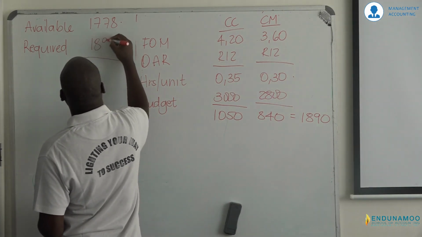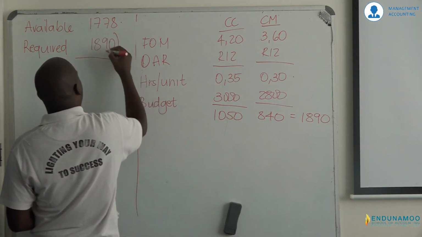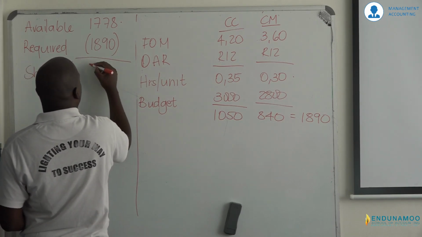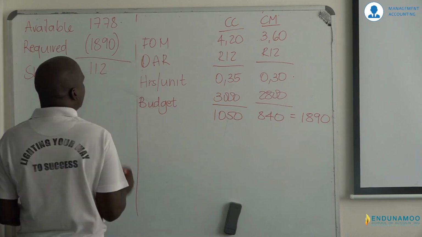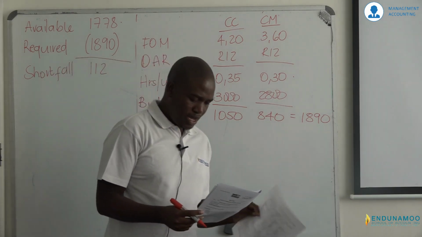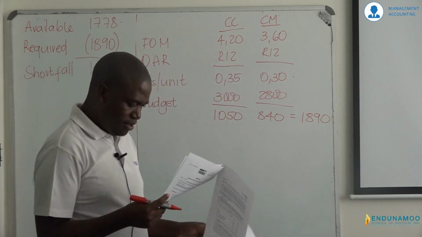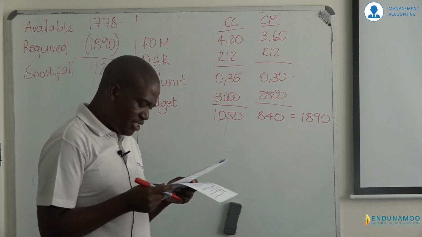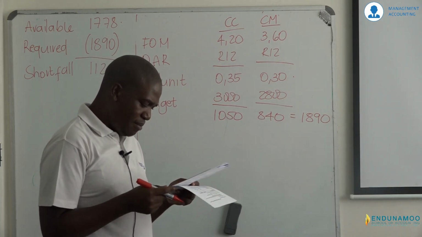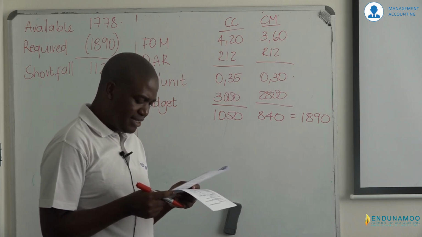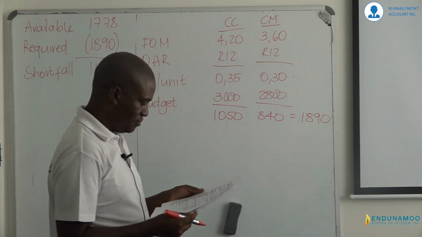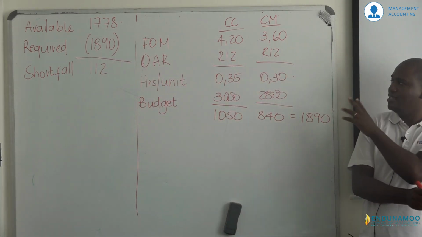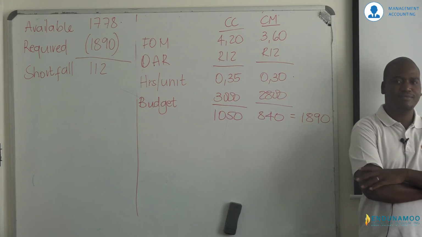1,890. Do I have a problem or not? I do. I've got a shortfall of how much? 112 altogether. So, will EB be able to manufacture the required budgeted number of CC and SM biscuits? No. And guess how much this was? 7 marks.